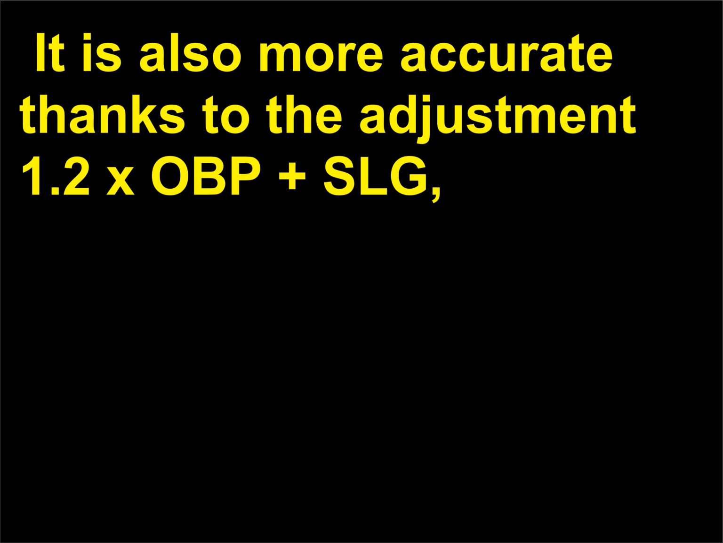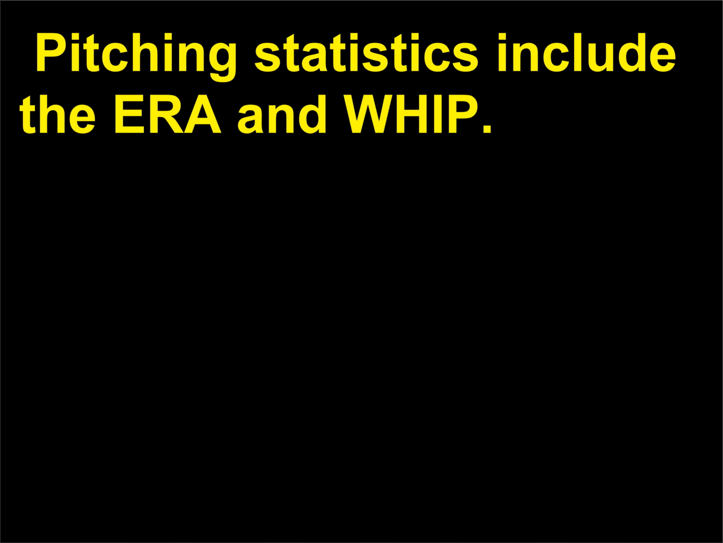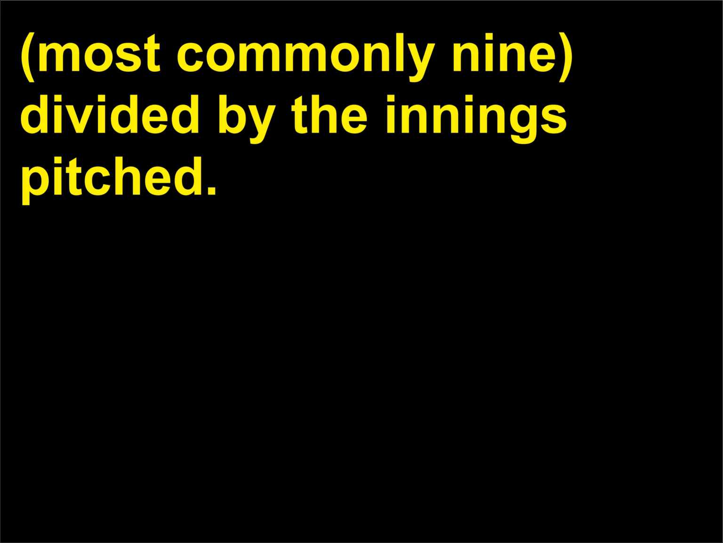It is also more accurate thanks to the adjustment 1.2x OBP and SLG, which compensates for the fact that SLG has a wider range than OBP. Pitching statistics include the ERA and WHIP. The earned run average, ERA, is the earned runs times the innings in a game, most commonly 9, divided by the innings pitched.